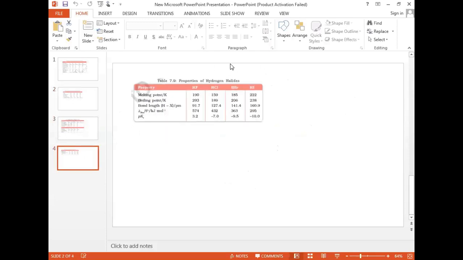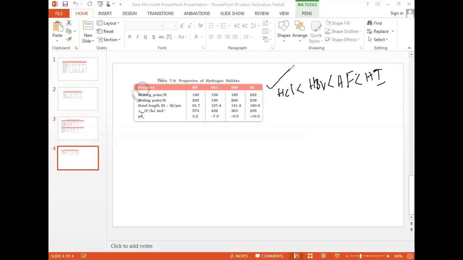Okay. Here, what you can see here: properties of hydrogen halides. Very good. Right here we can see the melting points first. Melting points, how can I write? HCl less than HBr less than HF less than HI.